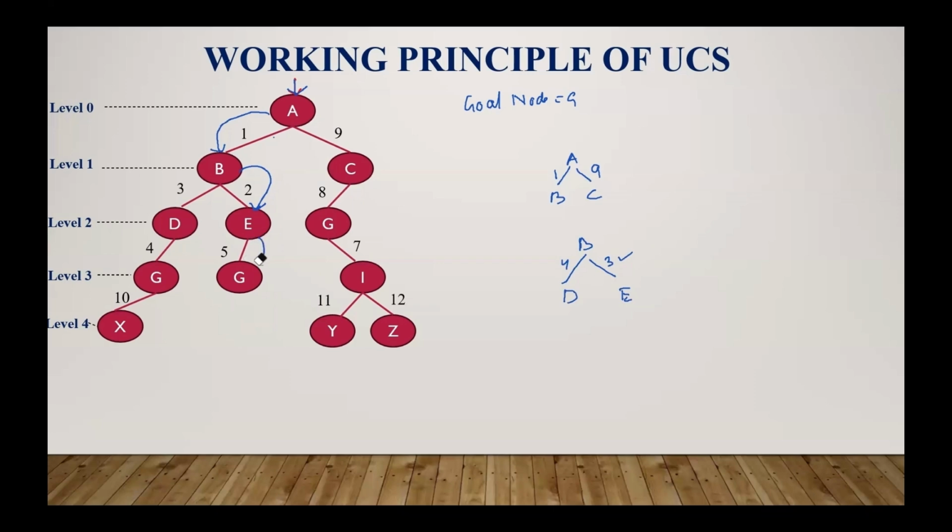Anyhow, it will traverse to this one, and after traversing, it will find that it is a goal node. So what is the path cost? Path cost is 1 plus 2 plus 5, that is 8. Path is A to B, B to E, E to G.